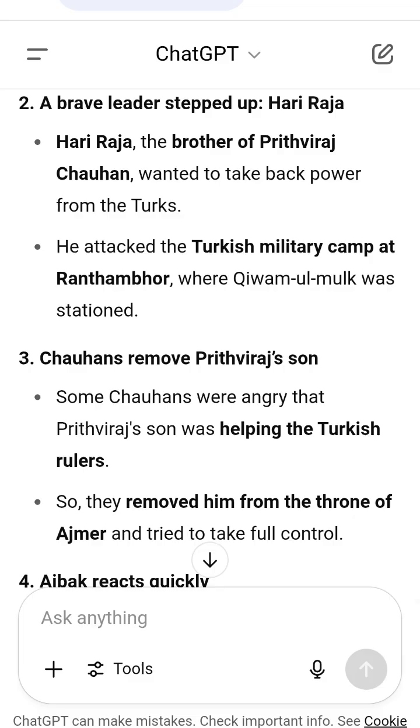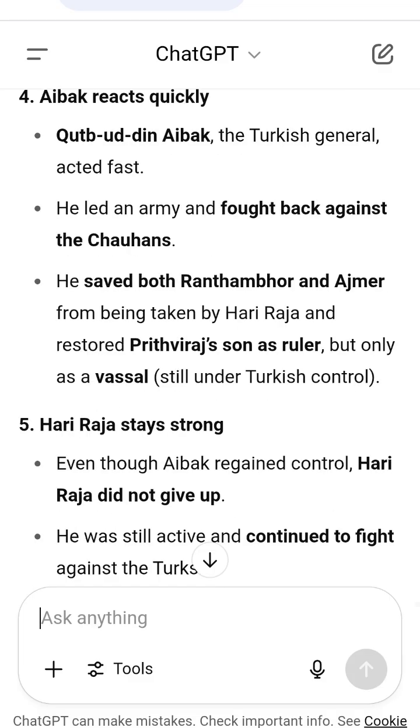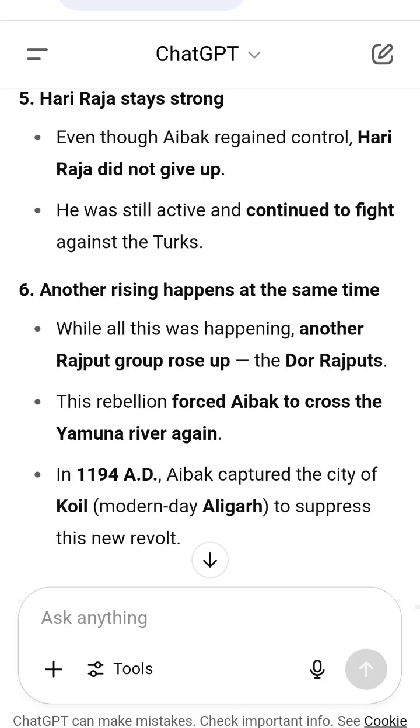Key takeaways, in very simple words. Many Indians were angry about being ruled by foreign Muslims. Hari Raja, a brother of the old king, tried to fight back.